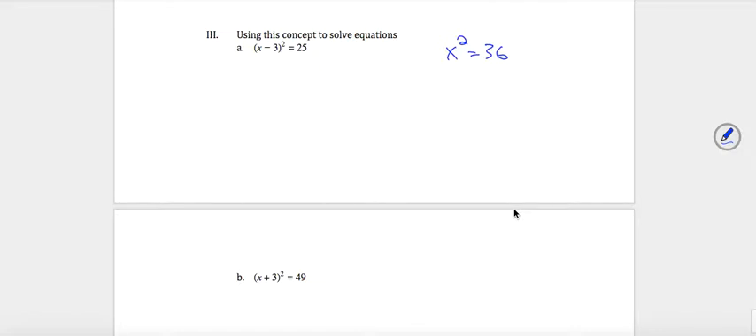When I square root both sides, the issue I have is this. If x started off as positive 6, that would work, right? Because 6 times 6 is 36. But negative 6 would also work, okay? So typically what I'd write here is either x equals 6 and x equals negative 6, or I could also write x equals plus or minus 6. Okay, those are two different ways of expressing that answer.